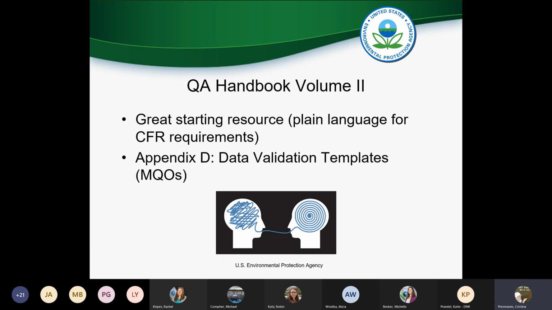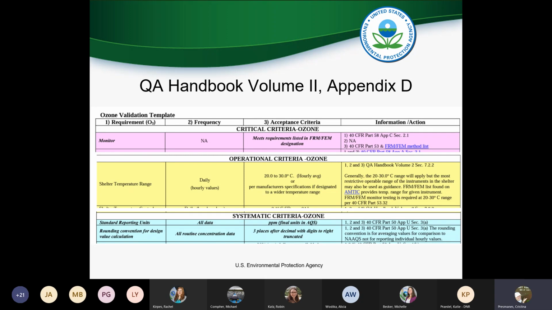Many of these MQOs won't translate to non-regulatory monitoring, but it could help for anyone who is trying to set completeness goals or other data quality objectives. So this is going to be a brief overview of what the Appendix D templates look like. You'll see in the top left, they are divided by pollutant and 3 types of criteria: critical, operational, and systematic.